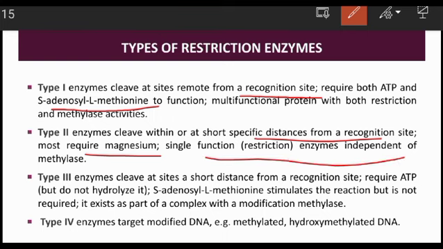The third type are the type 3 enzymes, which cleave at a site a short distance from the recognition site and require ATP but do not hydrolyze it. S-adenosyl L-methionine stimulates the reaction but is not required. It exists just as a part of the modification methylase. Type 4 enzymes target specific modified DNA, for example methylated DNA and hydroxymethylated DNA.